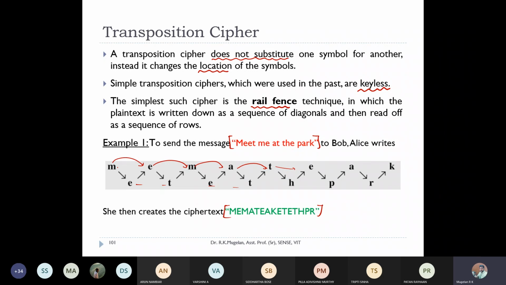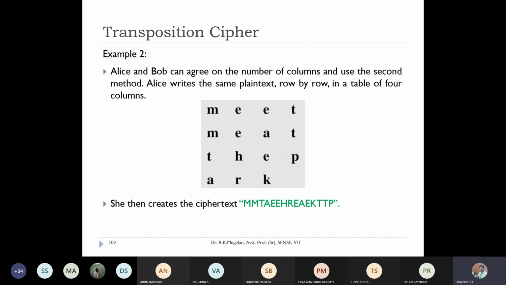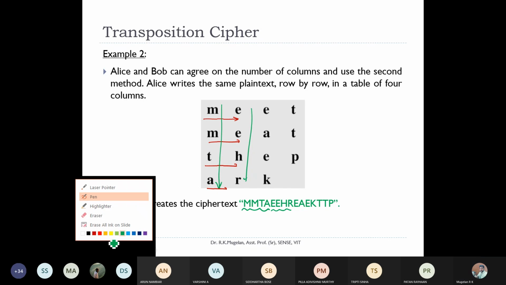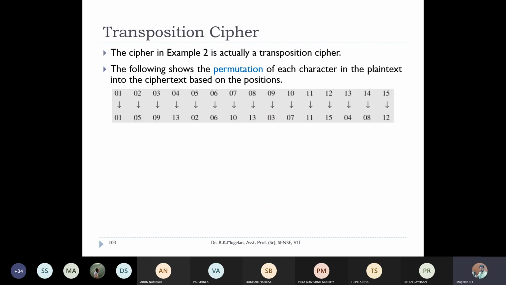This is one of the very basic ciphers called the rail fence technique. Then they went with another way of writing the plain text: they wrote the plain text in terms of rows, meet me at the park. For the cipher text, they took the column values and wrote MMTA, then EHR, and so on. This is the other way of changing the position.